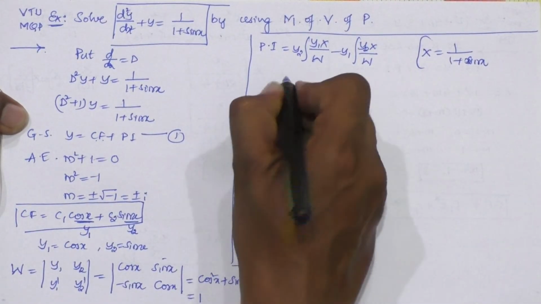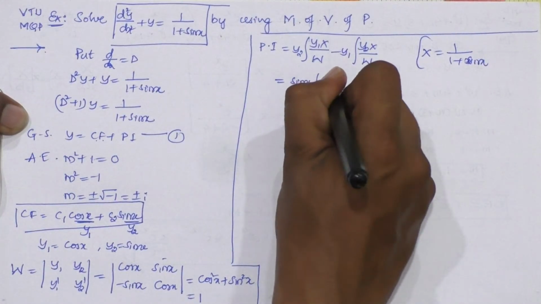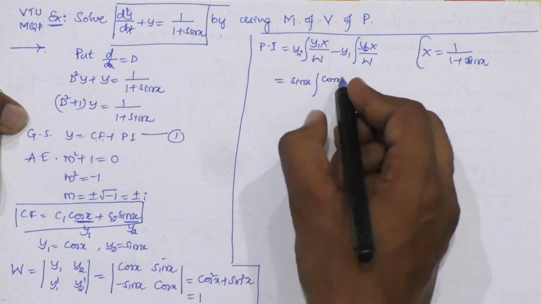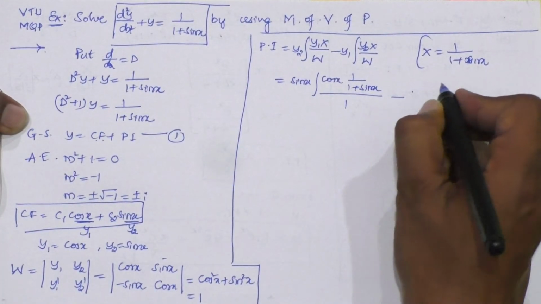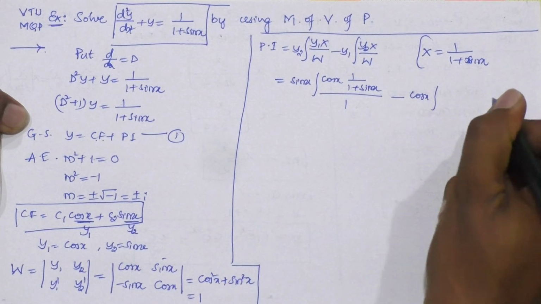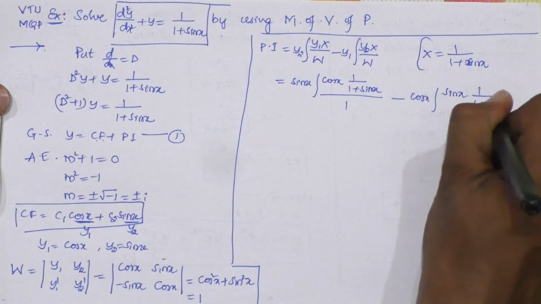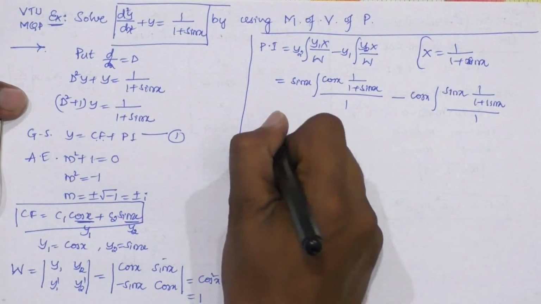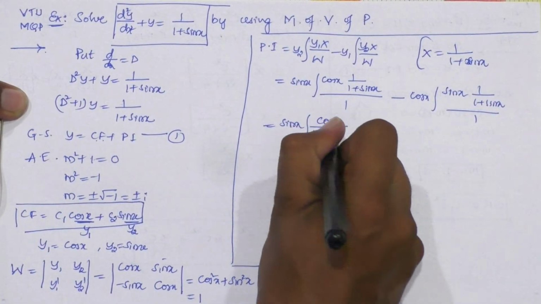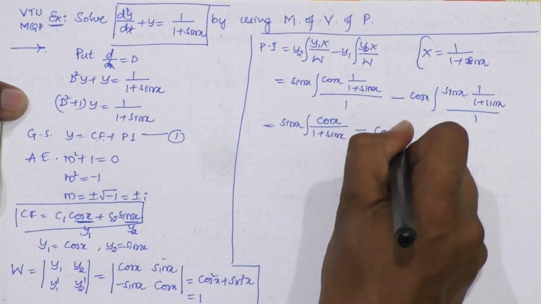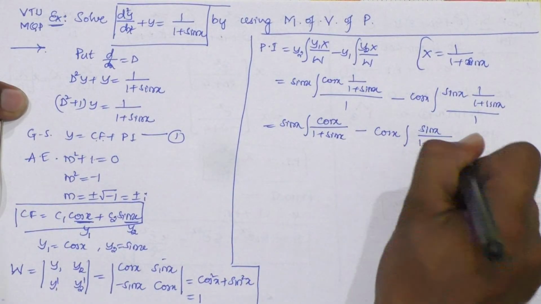Now substitute all. Here y2 is sin x, into the integration of y1 cos x, capital X which is 1/(1 + sin x), divided by W which is 1, minus y1 which is cos x, into the integration of y2 sin x, capital X 1/(1 + sin x), divided by W. So here sin x times the integration of cos x/(1 + sin x), minus cos x times the integration of sin x/(1 + sin x). This is what we get.